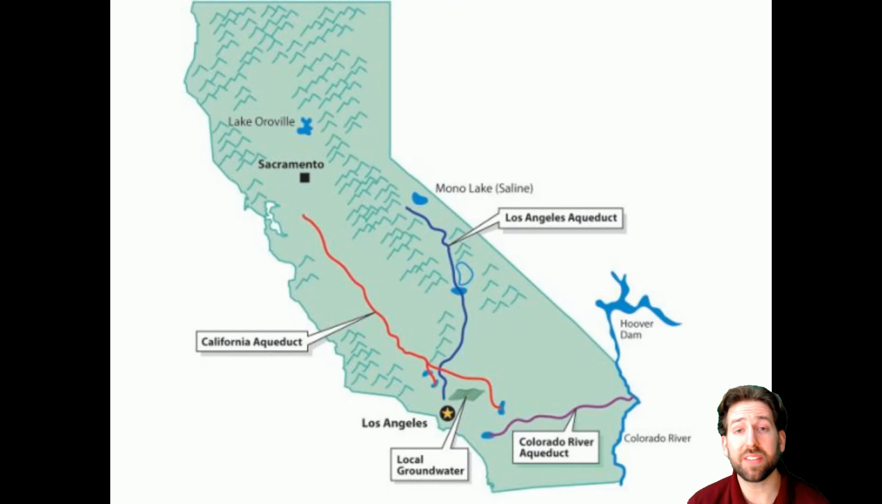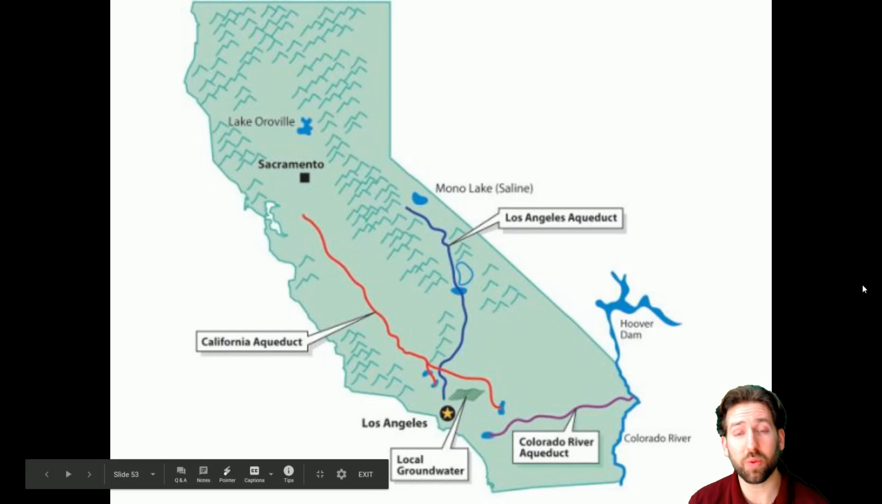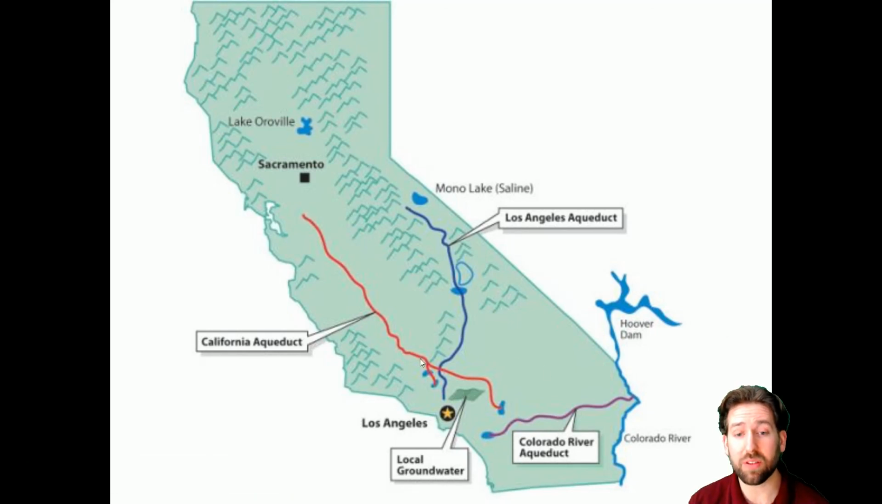LA has a similar situation where they have the California Aqueduct and the Los Angeles Aqueduct that both move that water south into Los Angeles. And again, that area has many people in it, and they need to get water somehow. And there is not enough fresh water in their groundwater to support them. So they need to take water from these other places and meet the demands of their people.